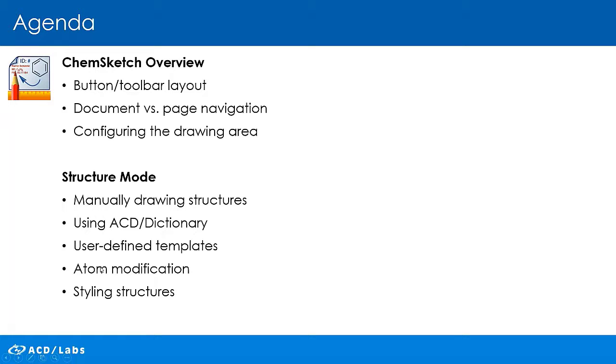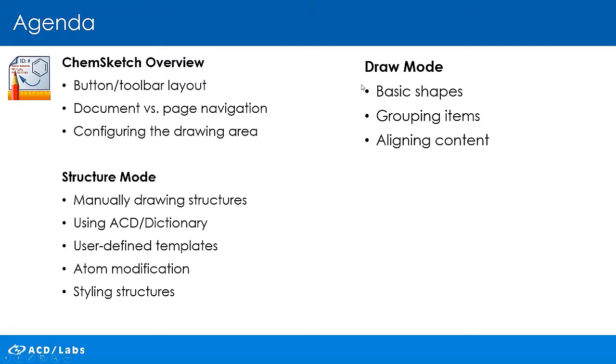Another thing I want to talk a bit about is atom modification, so how you can change isotopes and charges and that sort of thing. And also styling, so changing the colors, changing the bond thickness, etc. The next section will be draw modes. This is pretty brief. It's just going to be basic shapes and how you can put them on the page, how you can group them, how you can align it on the page, that sort of thing.